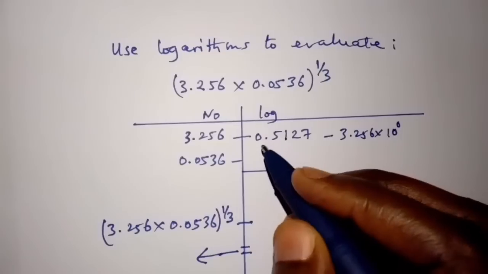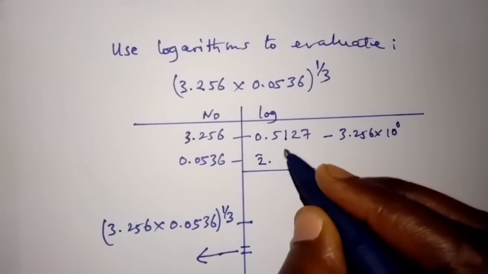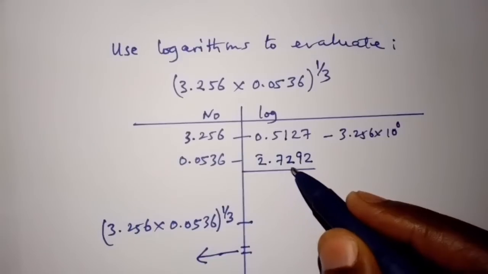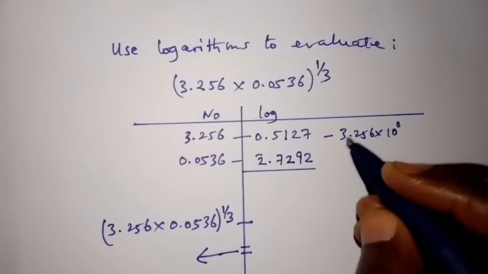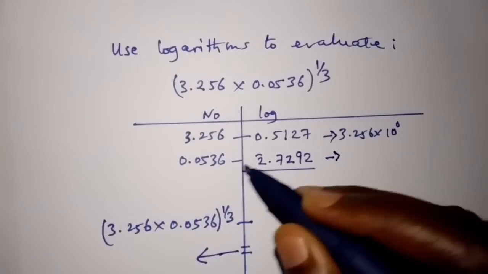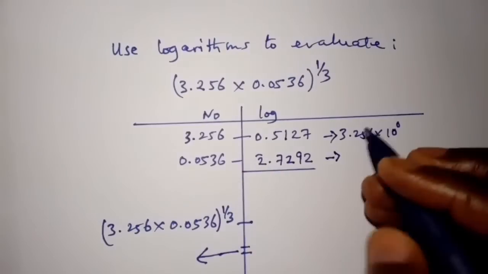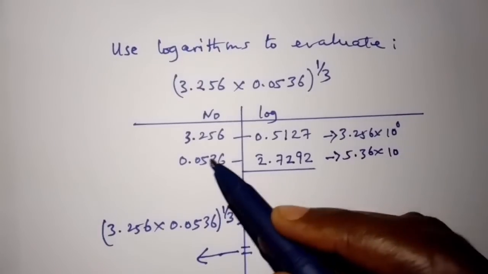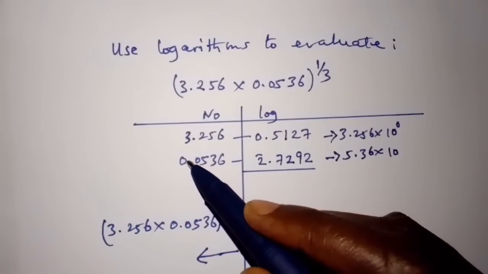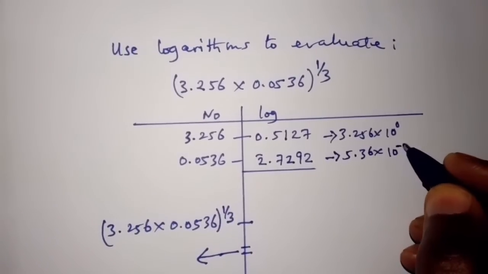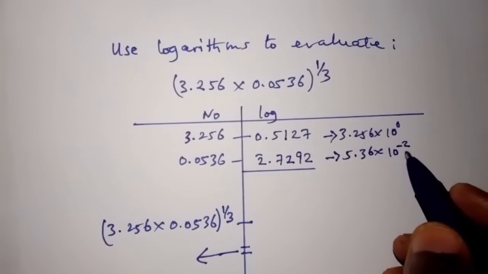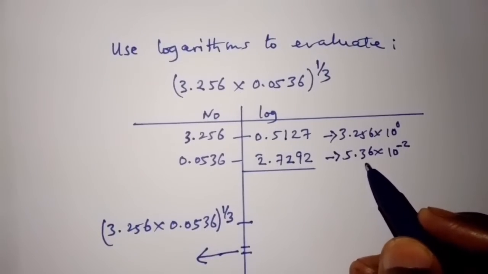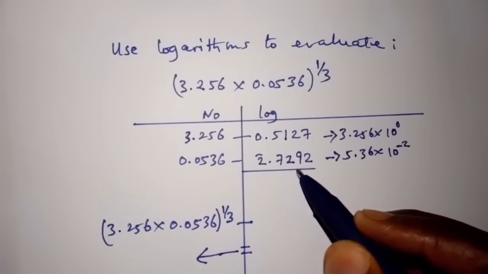From the log table, the log of 0.0536 is bar 2.7292. The standard form of 0.0536 is 5.36 times 10 power negative 2. So this negative 2 is what is here, bar 2. Then we go to the log table to find the log of 5.36, which is 0.7292.